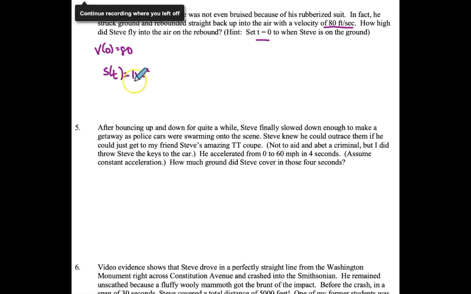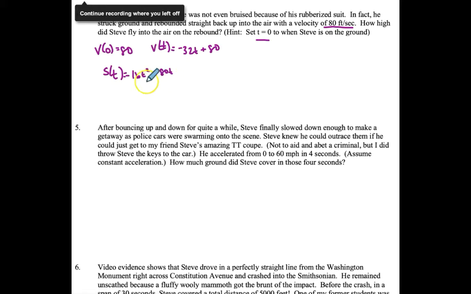And this comes, of course, from integrating acceleration to velocity. And let me give you that velocity equation, because when I integrate acceleration of negative 32, it goes to negative 32t, but the initial velocity was 80. So when I integrate this velocity equation, I get negative 16t squared plus 80t plus initial position, which we're going to say is 0 because he's on the ground.